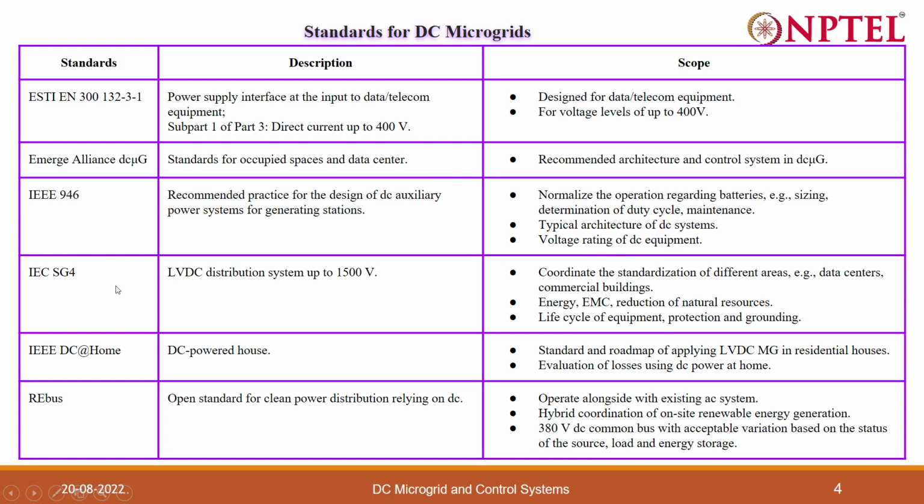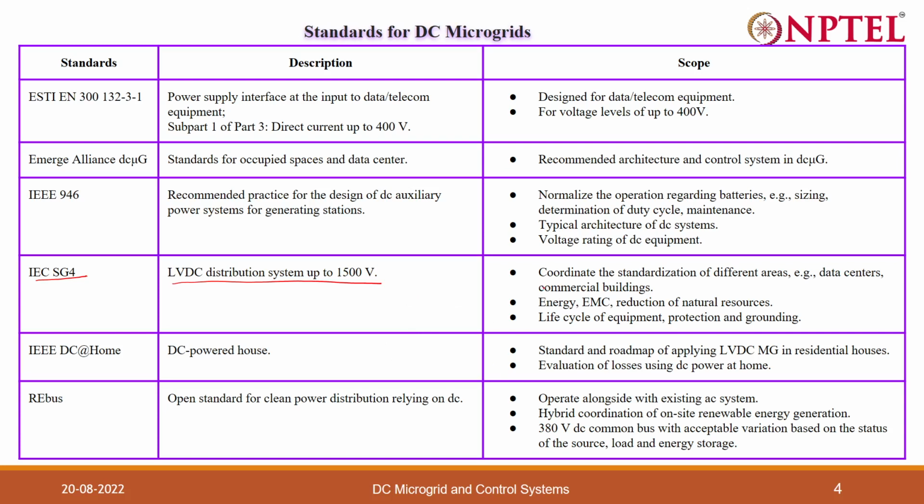And if you see the standard IEC SG4, this one tells about the LVDC distribution system up to 1500 volt. We may have, if a DC microgrid is there, then we have DC buses. So for the range of this LVDC distribution system up to 1500 volt, this standard should be followed.